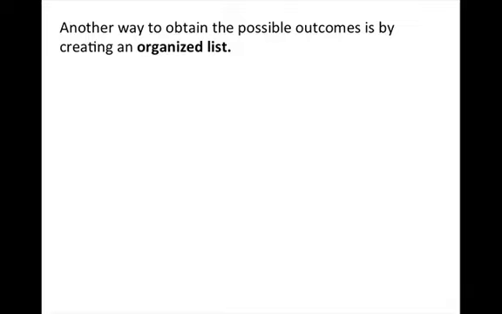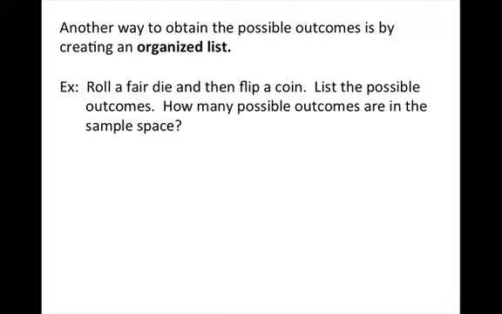Another way to obtain the possible outcomes is by creating an organized list. And we're going to do this with the next example. Let's say I roll a fair die and then flip a coin. List the possible outcomes. How many possible outcomes are in the sample space?